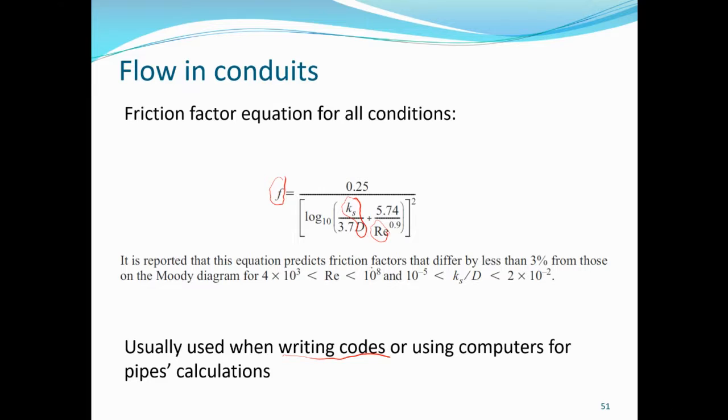It is reported that this equation predicts friction factors that differ by less than 3% from those on the Moody diagram, for Reynolds number between 4 times 10 to the power of 3 and 10 to the power of 8, and relative roughness between 10 to the power of -5 and 2 times 10 to the power of -2. So this is the range of applicability of this equation. Although you still get f slightly differing from the one obtained by the Moody diagram by just 3%.